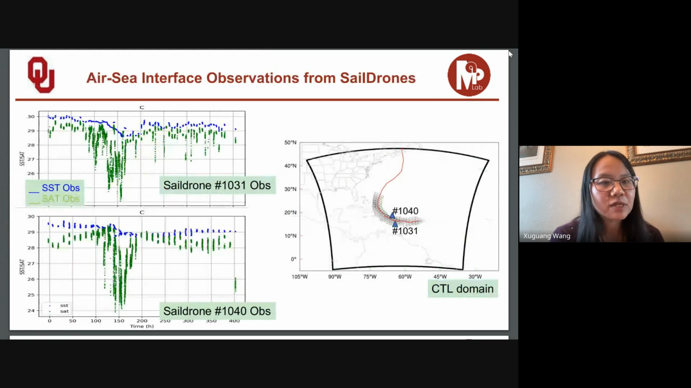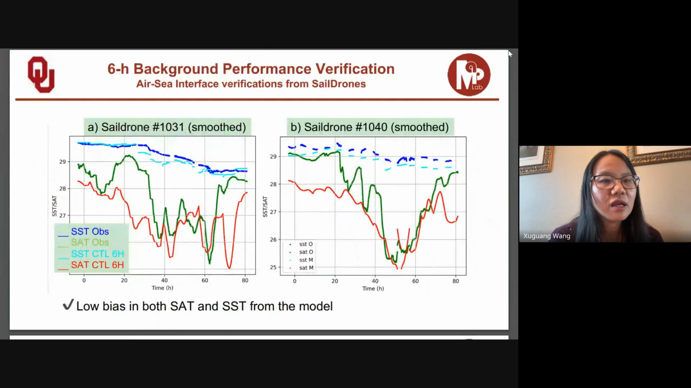Next, please. So this is an example of the air-sea interface observations from saildrones, and you can see a time series from saildrone 1031, 1040. This provides very interesting data sets for the verification of our background ensemble. Next, please. Okay, I'll first show how we verify our 6-hour background ensemble against saildrone observations. So the dark blue and the green are the saildrone SST and the near sea surface air temperature, SAT.